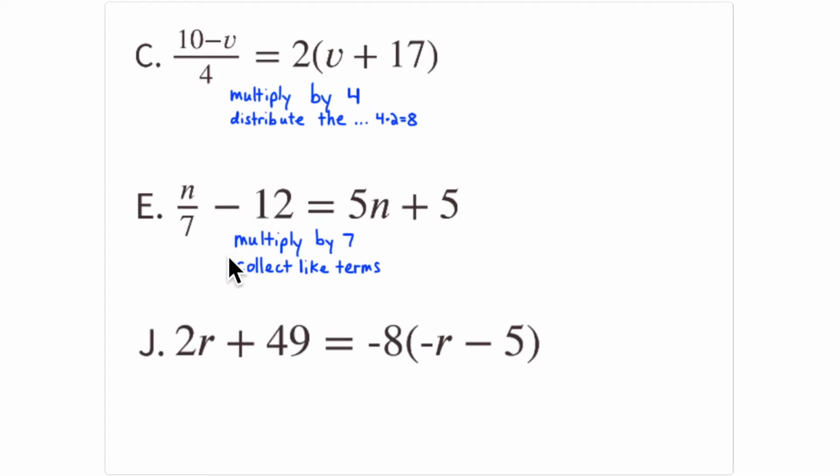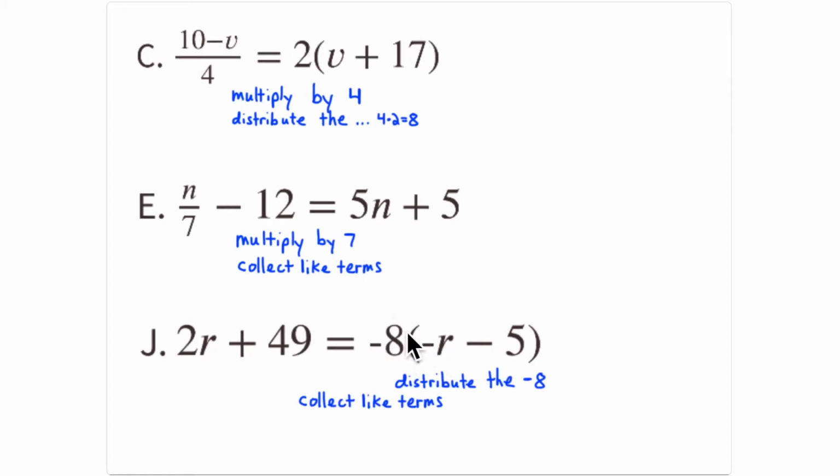The next one, again, multiply through by the 7 to get rid of the 7ths. So 7 sevenths becomes 1. And you have to remember to multiply each term by 7. And then you collect like terms and move terms around, and you can get to the solution.